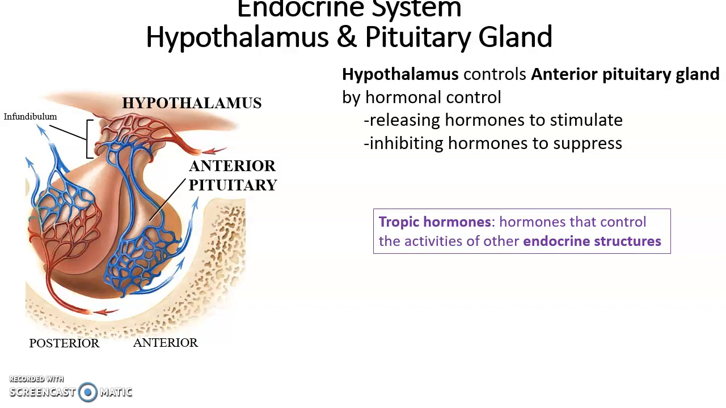Now, when one endocrine structure produces hormones that cause another endocrine structure to do something, those hormones are called tropic hormones. So the releasing and inhibiting hormones the hypothalamus produces are tropic hormones because they're causing another endocrine structure, the anterior pituitary gland, to do something.